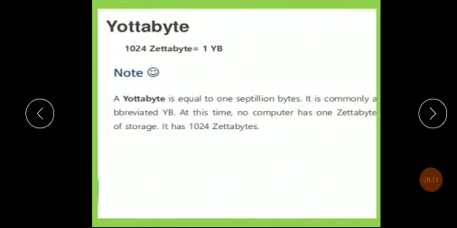Next is the yottabyte. 1024 zettabytes equal 1 yottabyte. A yottabyte is 2 to the power 80, and 1024 zettabytes is called 1 yottabyte.